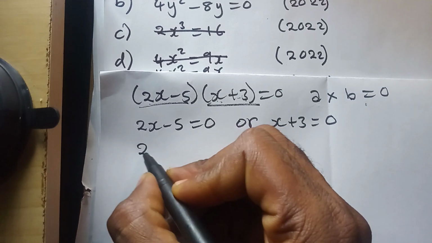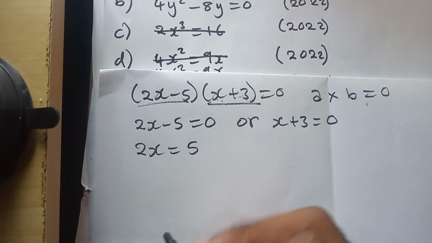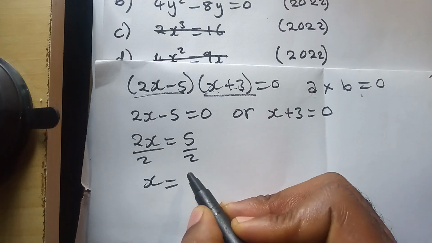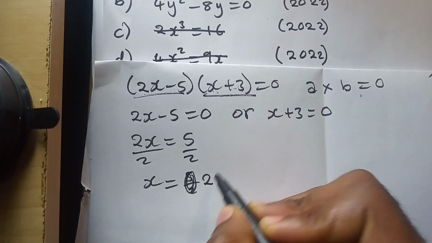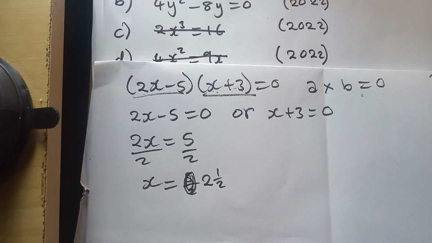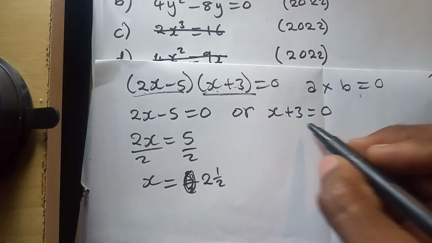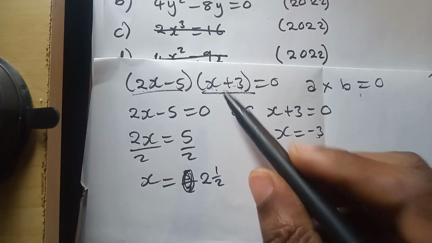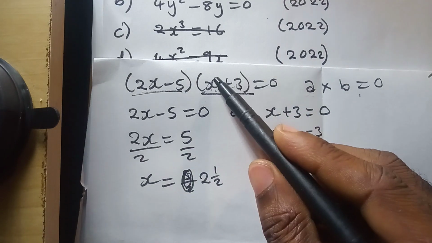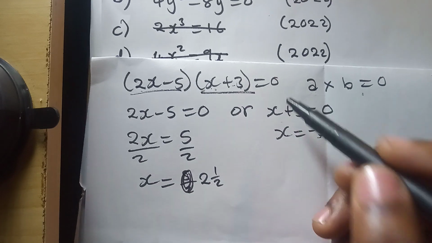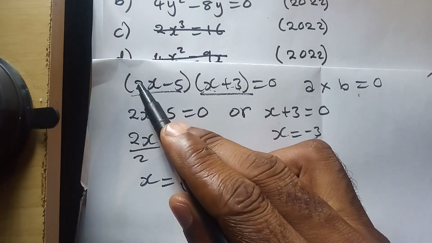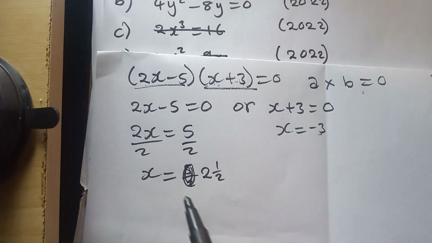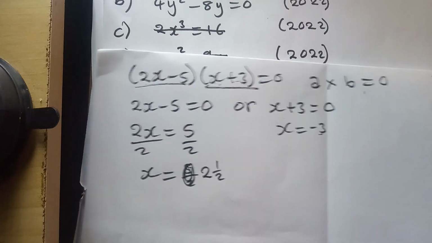So now let's take this one to the other side. So you have 5, then divide both sides by 2. So your x will be 5 over 2 or 2 and 1 over 2 like this. Or using this, x will be negative 3. So when you substitute this in there, you realize that this part will be a 0, and then when you multiply it by that, you get a 0. You use this one, you substitute it in there, you have 5 minus 5, you have a 0. 0 multiplied by this, you get a 0. So that means the two numbers are both correct.